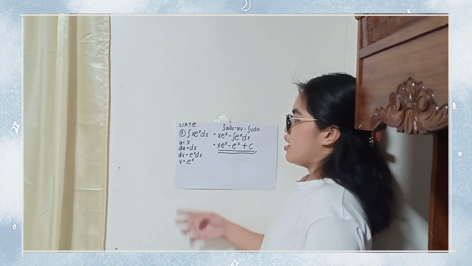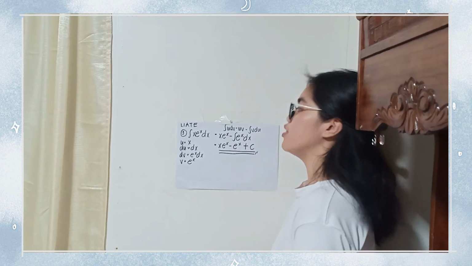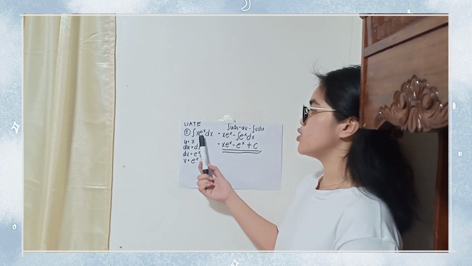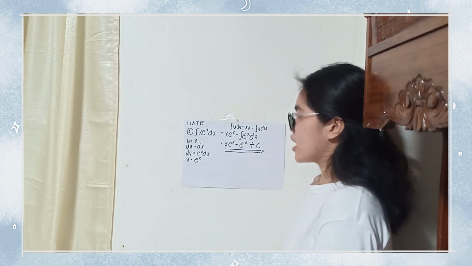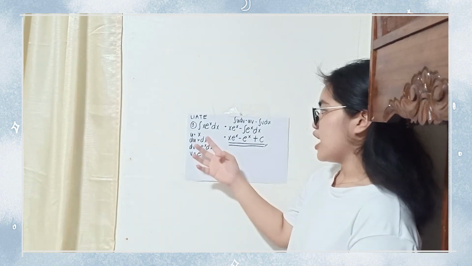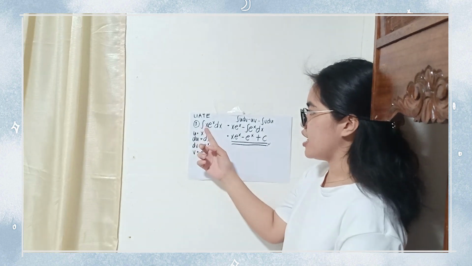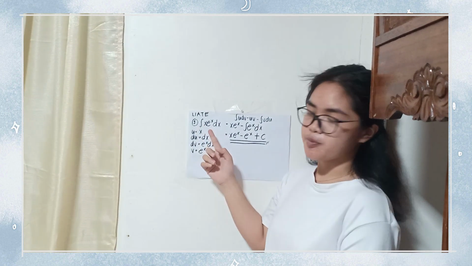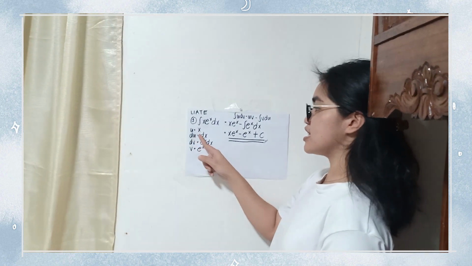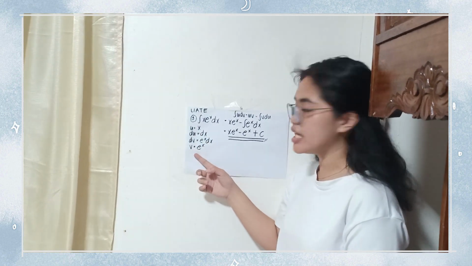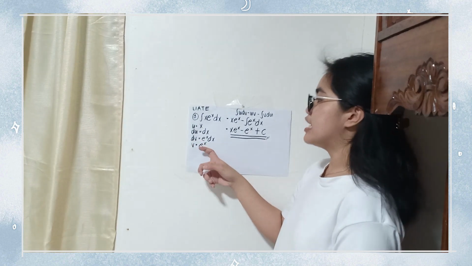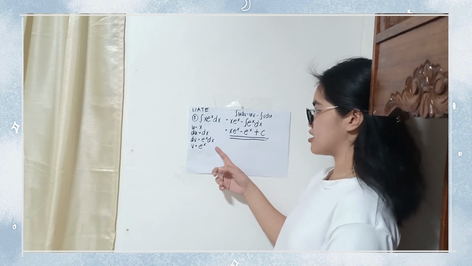So integration by parts, example number 1: integral of x e raised to x dx. Again, we need to follow DETAIL. Here, as we can see, this is algebra while this one is exponential. So u will be x, du is dx, v will be e raised to x, the derivative of v is e raised to x dx.